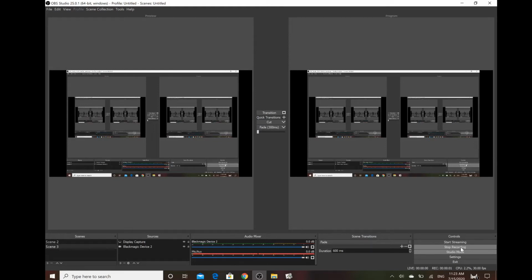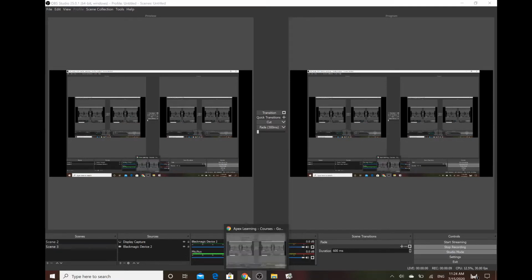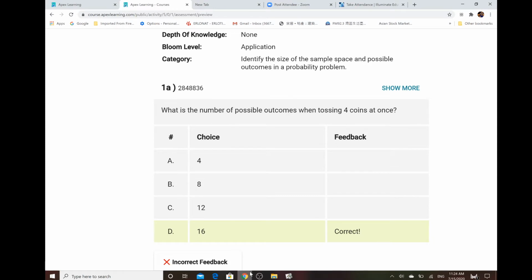Okay, good morning, students. This one is for geometry, semester 2, unit 5, the pretest analysis. So we'll take a look at some of the problems here. What's the number of possible outcomes when tossing 4 coins at once? Anytime that we toss a coin, we have two possible outcomes: either the head or the tail.